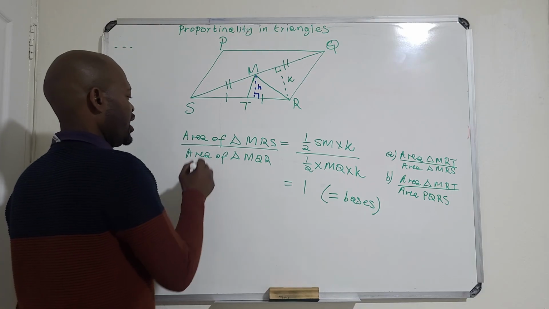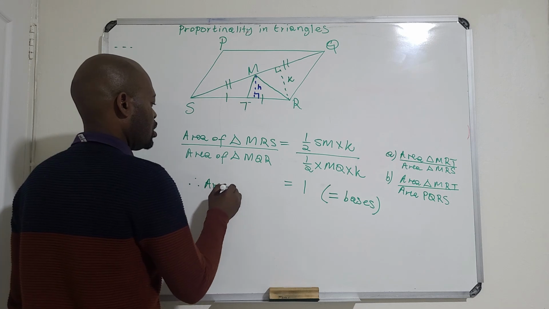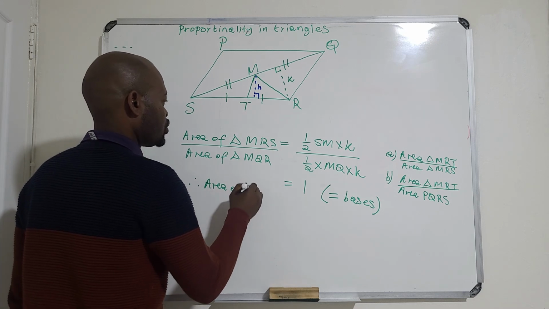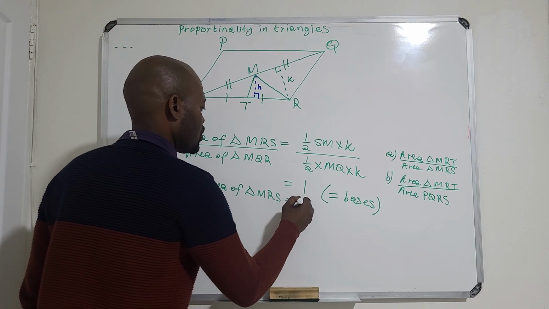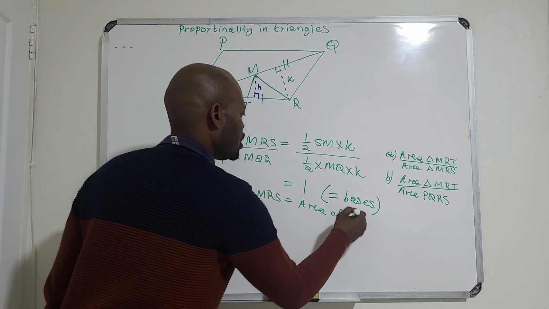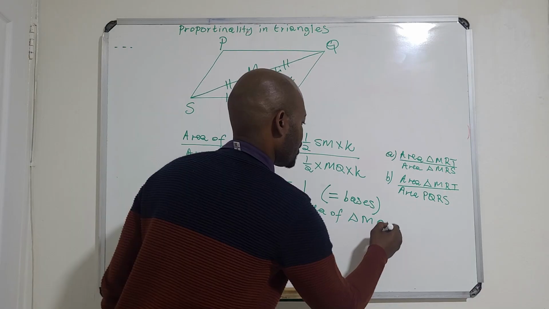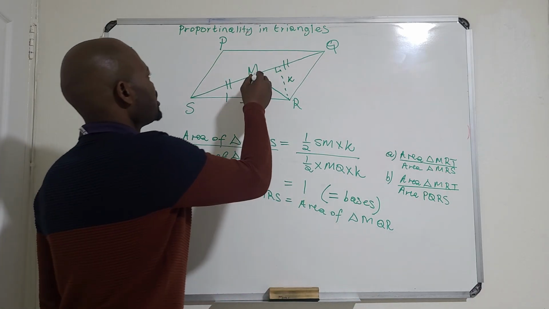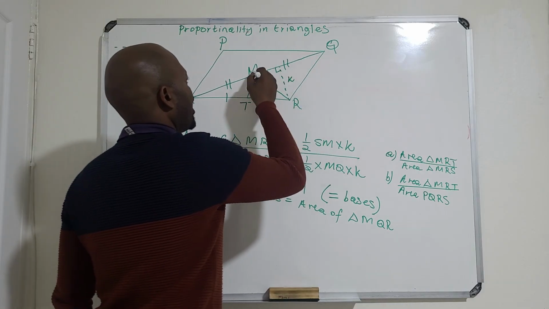Therefore, it means that the area of triangle MRS is equal to the area of triangle MQR. So it means that the area here is equal to the area here.